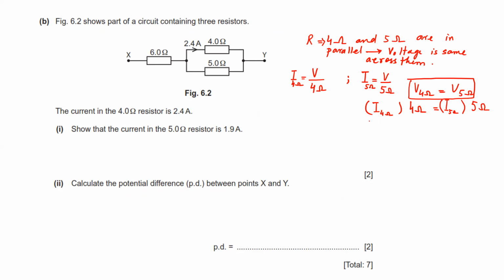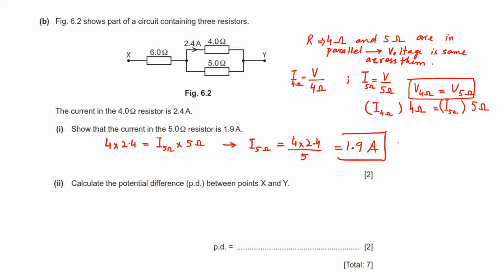So if I use this, I is 1.9. Oh, sorry, not 1.9. It is 4 ohms multiplied by 2.4 amperes is equal to I into 5 ohm resistor multiplied by 5 ohms. So I in the 5 ohm resistor is equal to 4 multiplied by 2.4 divided by 5, and this comes out to be 1.9 amperes, hence shown. Okay, then it says calculate the potential difference between point X and point Y.